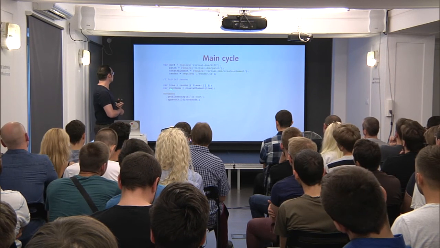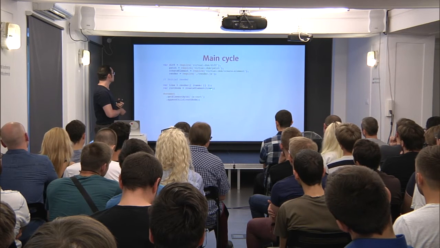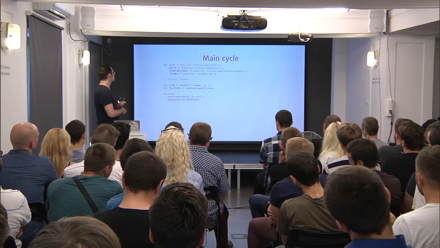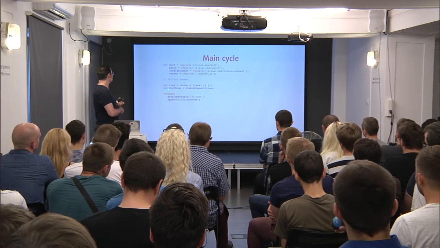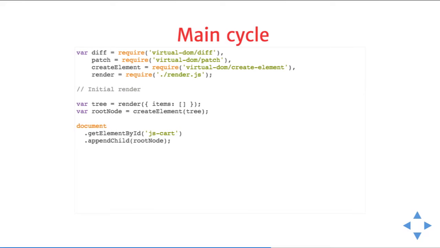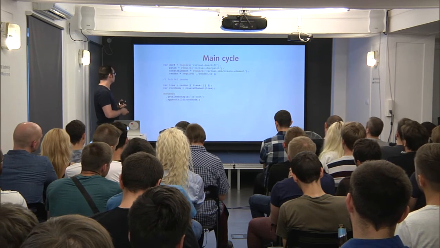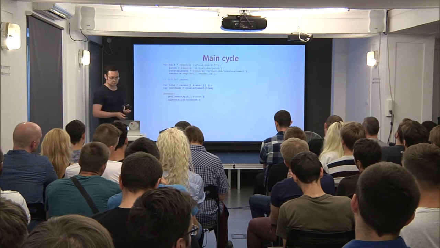Then we create an element that will be updated whenever the tree is updated. So we create a variable root node and assign it the result of calling the function create element with the tree that we've rendered just before. And later we attach it to the place we want it to be in our document.